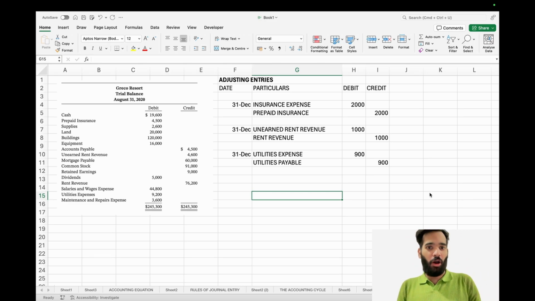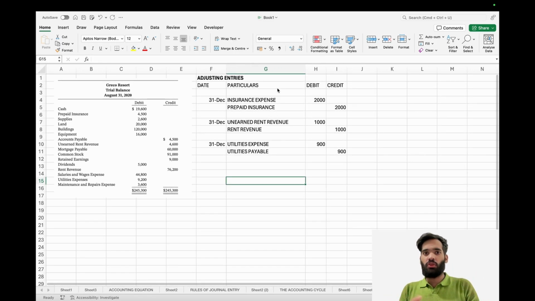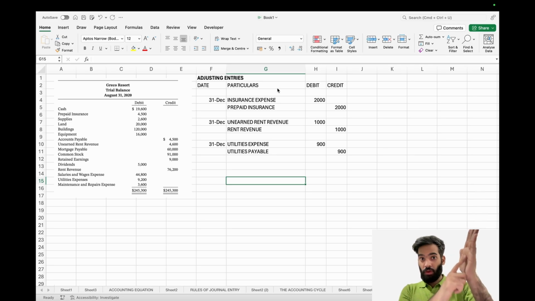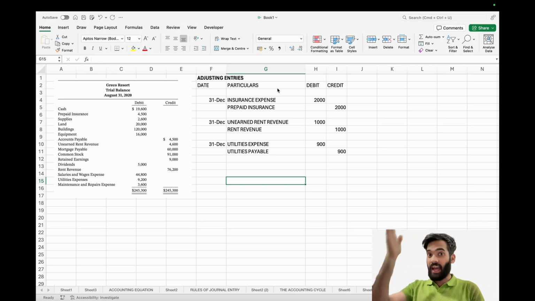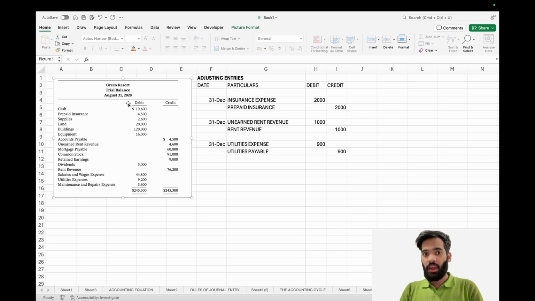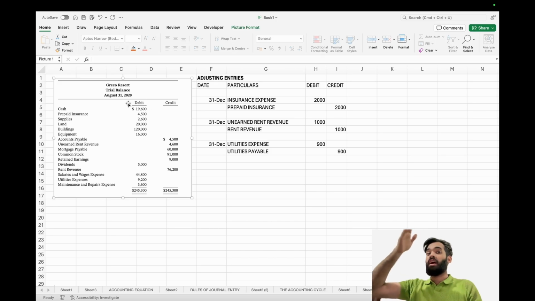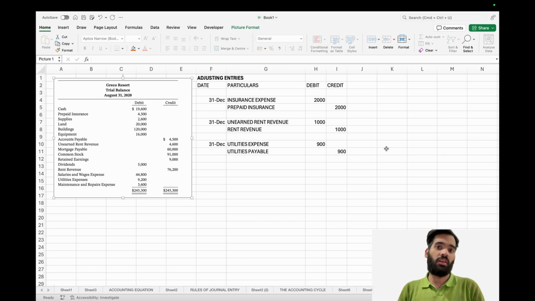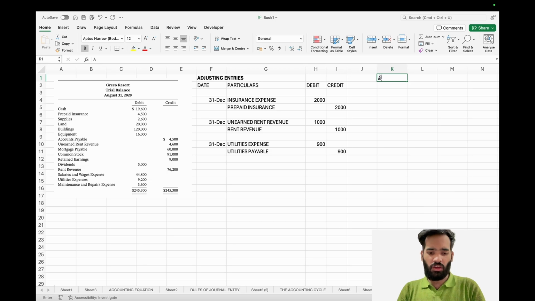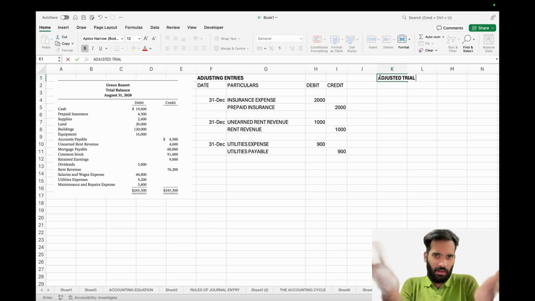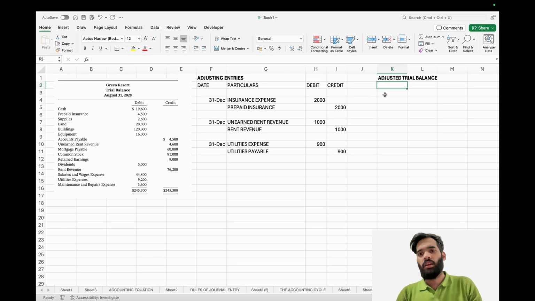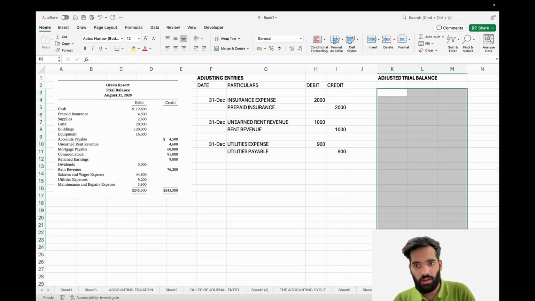So this topic is obviously adjusted trial balance. I want to show you how you can prepare the adjusted trial balance after you have prepared the adjusting entries. As we know, the accounting cycle goes like this. You make the journal entries. From the journal entries, the T account. From the T account, the unadjusted trial balance, which is this one, by the way. And from the unadjusted trial balance, we prepare the adjusting entry. And after the adjusting entries, now we can prepare the adjusted trial balance. So let me show you how to make it. Very easy to do. You just have to understand small concepts here. Adjusted trial balance. So let's make our format.